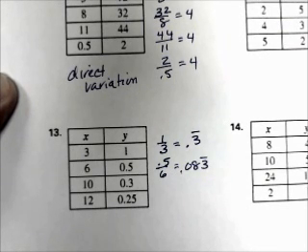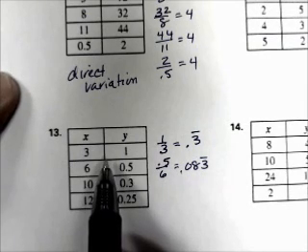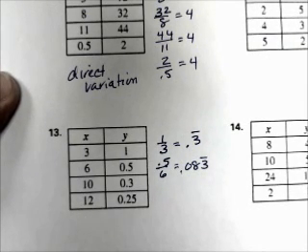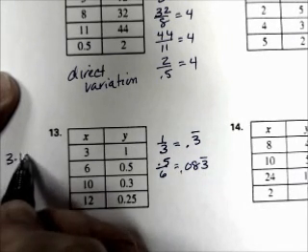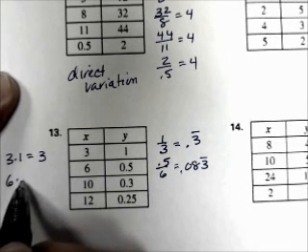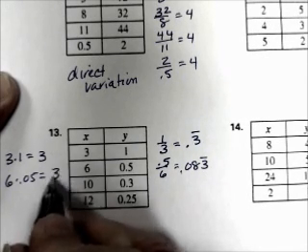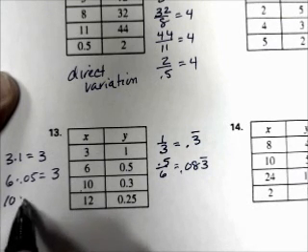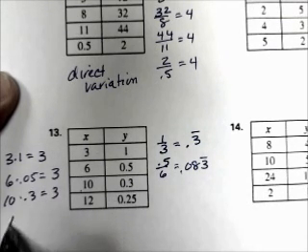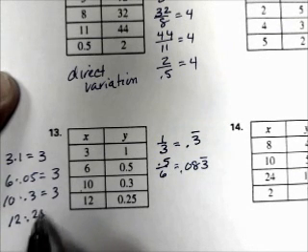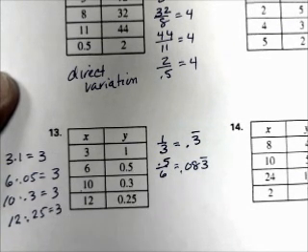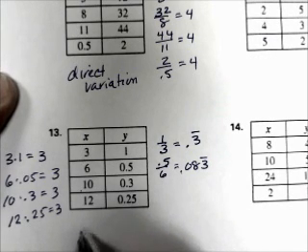Now let's try to see if it varies inversely. So is the product a constant? I'll do this on the other side. So I'm taking 3 times 1 is equal to 3. Is 6 times 0.05 the same? 6 times 0.05 is 3. 10 times 0.3, yes, that's 3. And 12 times a quarter is 3. So the product is the constant 3. So this is an inverse variation.